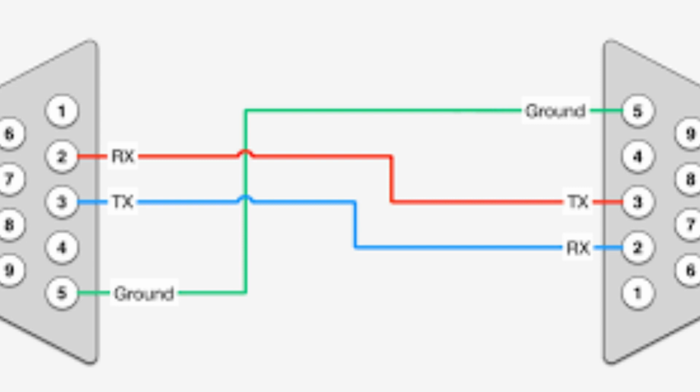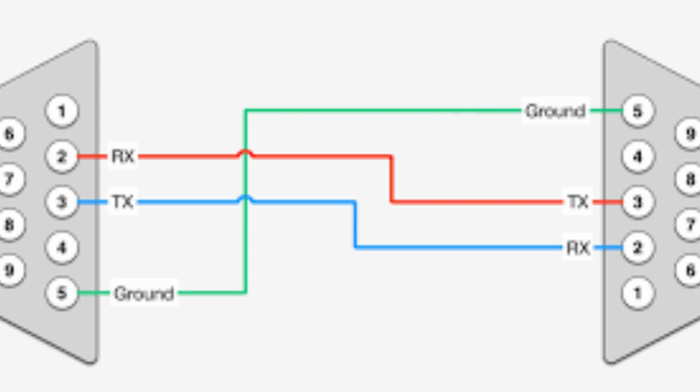RS-232 is an older standard that has largely been replaced by more modern interfaces like USB, Ethernet, and wireless protocols. However, it is still used in some applications where long-distance data communication is required or where compatibility with older systems is important.